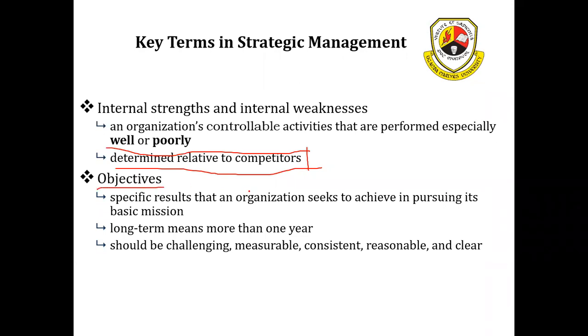Another term is objectives. The strategy must lead to a specified goal. These goals are usually long term. Some can be 1 year, others 2, 3, others 5 years, depending on the organization. But these provide something to measure when you're carrying out evaluation, to know that you have achieved this or you're on your way to achieving it. They should also be reasonable and clear.